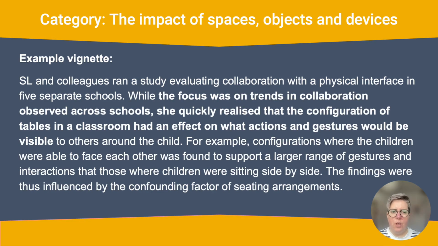One author, Susan, worked with colleagues to run a study evaluating collaboration with a physical interface in 5 separate schools. While the focus was on trends in collaboration observed across schools, she quickly realised that the configuration of tables in a classroom had an effect on what actions and gestures would be visible to others around the child. For example, configurations where the children were able to face each other was found to support a larger range of gestures and interactions than those where children were sitting side by side. The findings were thus influenced by the confounding factor of seating arrangements.